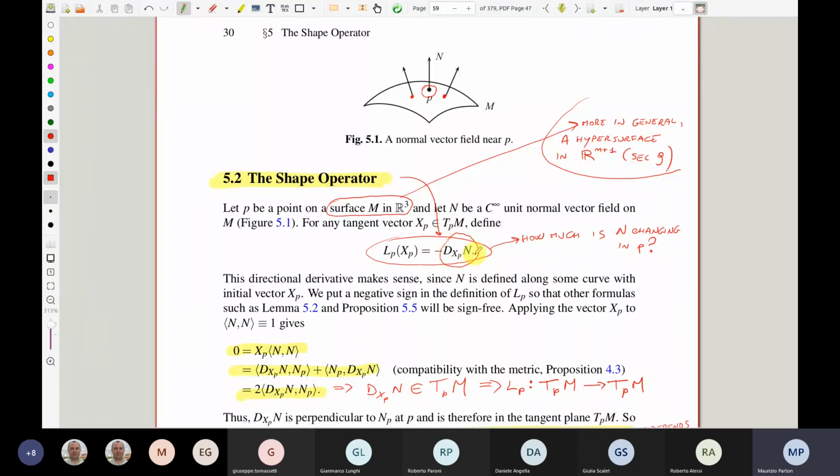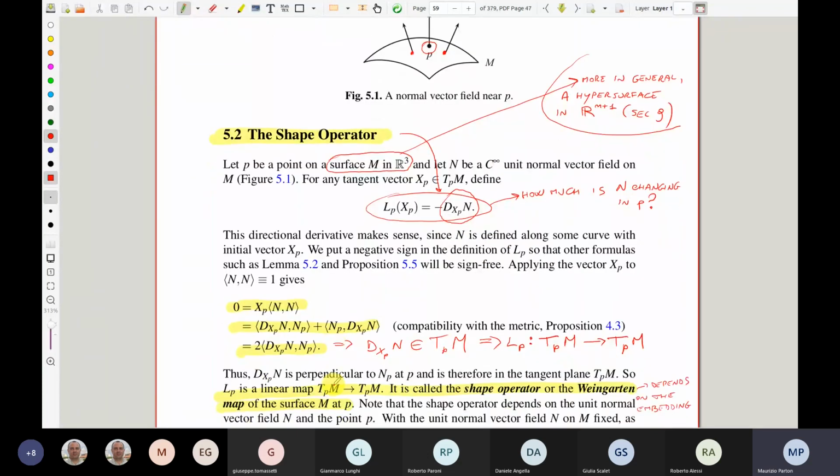I would say that there is also another argument that I like. Just take the normal section given by this tangent vector and this normal direction. Then you have a curve, and this is the normal direction in the curve. You have a planar curve, and you already know that taking the derivative in this direction of the normal vector is tangent. Okay, but anyway, yes, the reason is just this one.